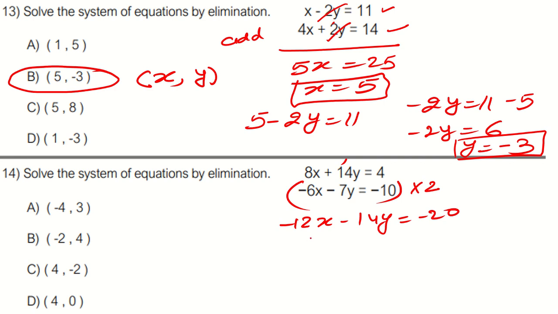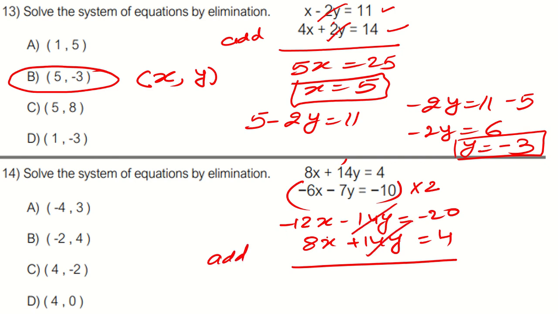Write the first equation below this: 8x plus 14y equal to 4. Now the terms of y are of opposite sign. One is negative, one is positive. So add them. By addition, what will you get? Minus 12x plus 8x will be minus 4x. Why minus? Because the bigger number is negative. Minus 20 plus 4 will be minus 16. So x will be equal to negative 4.